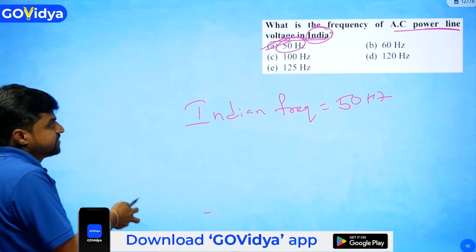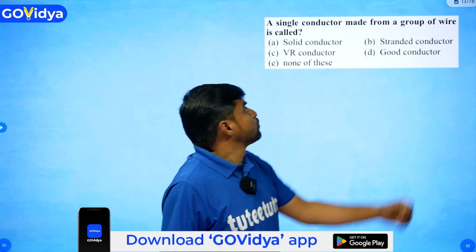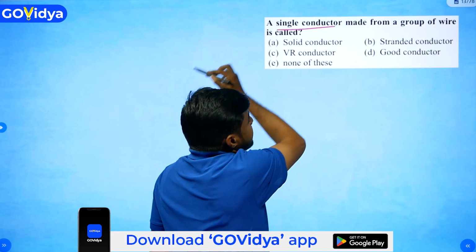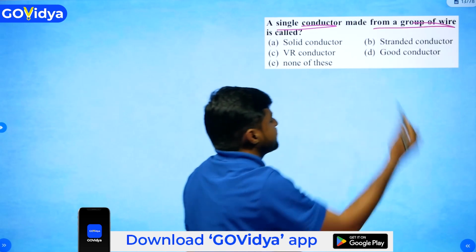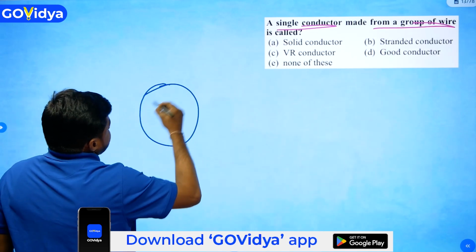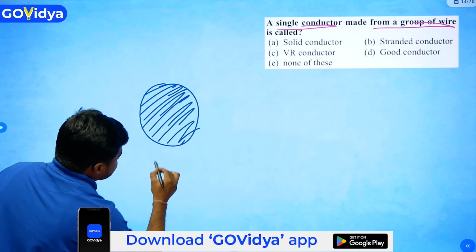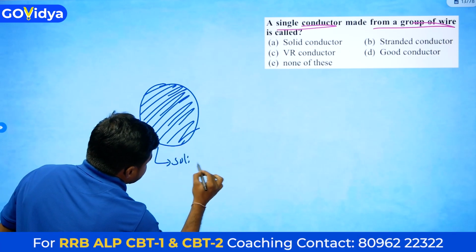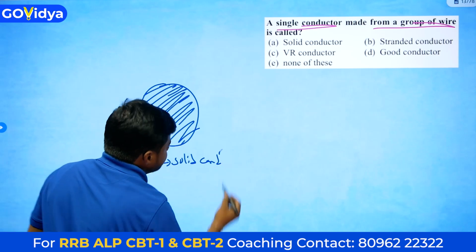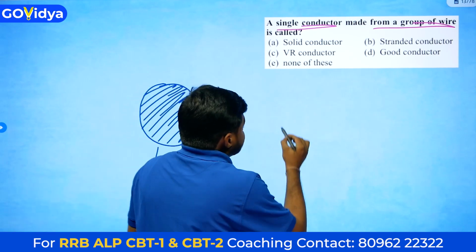Next question. A single phase conductor made from a group of wires is called. A single conductor made from a group of conductors is called. This is a single conductor. We call it a solid conductor. Similarly, a single conductor can be made up of a group of conductors.